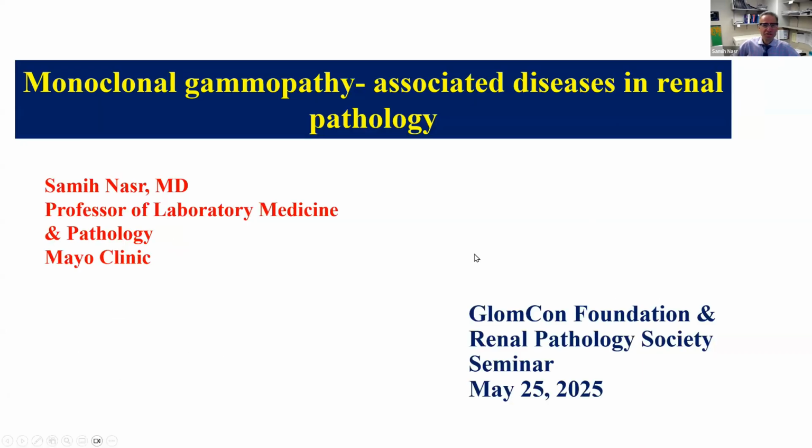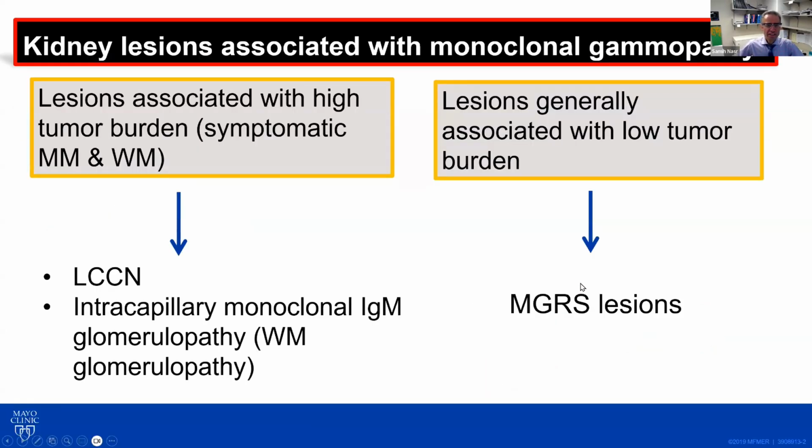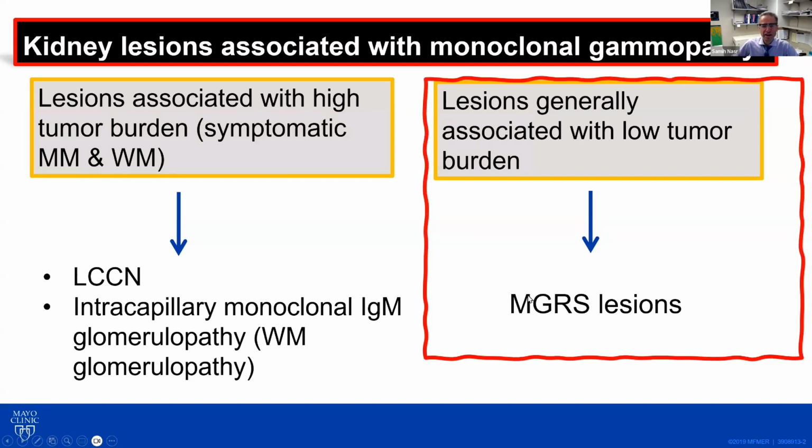Thank you. Okay, so this talk will be on monoclonal gammopathy associated renal diseases in renal pathology. As you know, kidney lesions associated with monoclonal gammopathy can be divided into those associated with high tumor burden, and here we're talking about light chain cast nephropathy and intracapillary monoclonal IgM glomerulopathy, and those associated with low tumor burden, and here we're talking about MGRS lesions, which will be the subject of this talk. I wouldn't really have enough time to discuss light chain cast nephropathy.